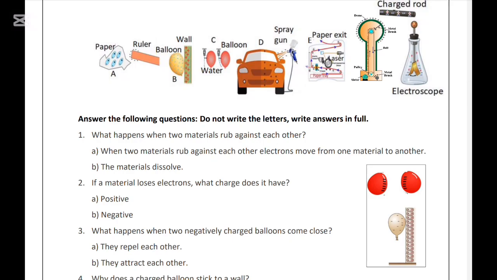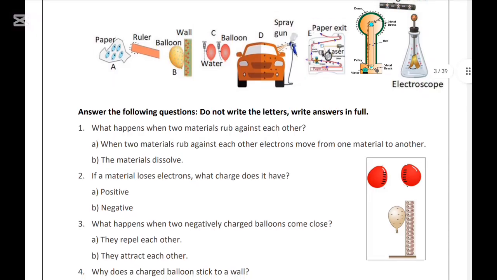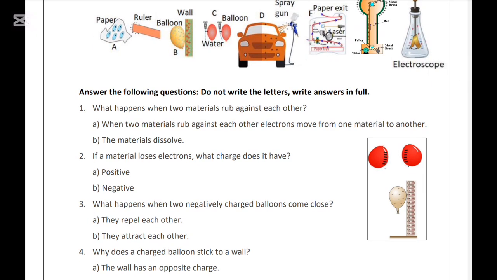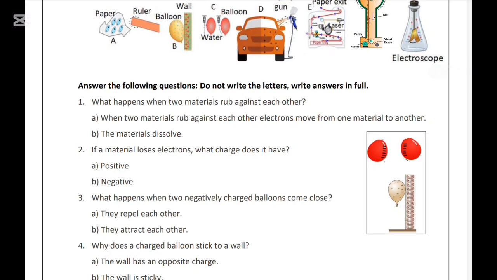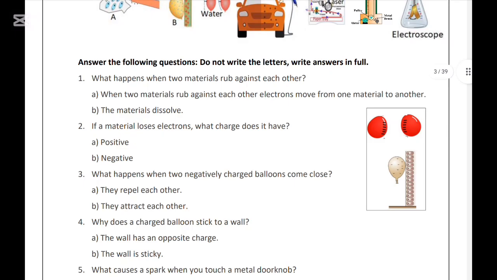So answer the following questions. Do not write the letters, write answers in full. What happens when two materials rub each other? A. When two materials rub each other, electrons move from one material to the other. B. Materials dissolve. So the correct answer is going to be what? You can comment and tell me what you think. The answer has to be A.